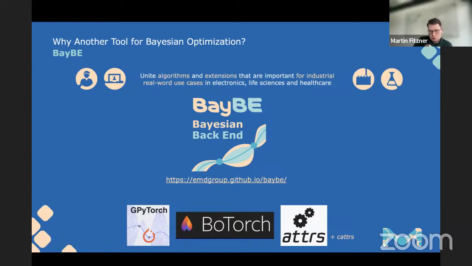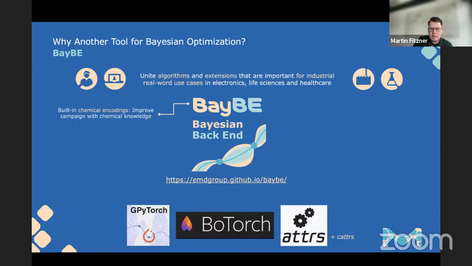We built this on PyTorch for the algorithmic baseline, the algorithmic functionality, and we use Atos and Catos for infrastructure. But now let's talk about some of the features that we wanted to make easily available in this, and I'll show you some use cases and examples for that.